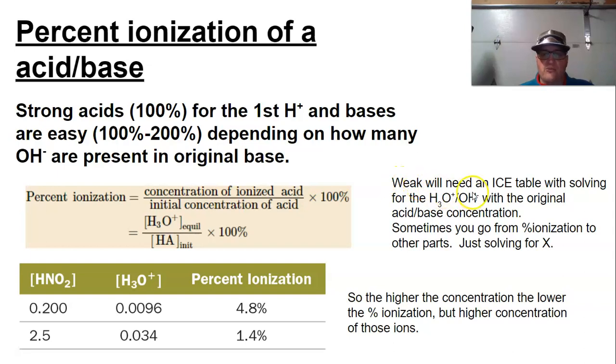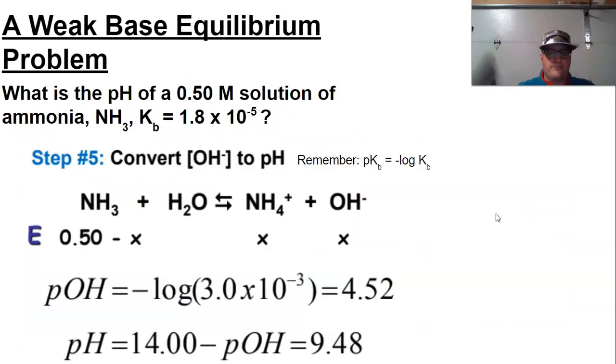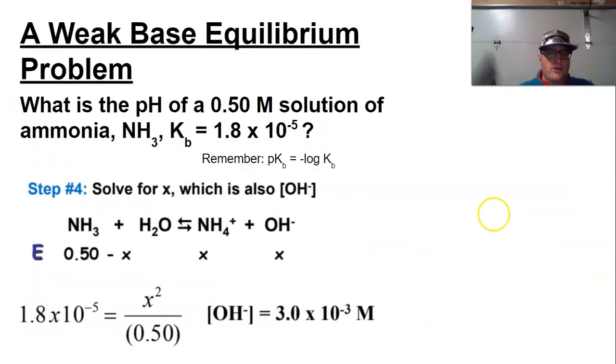Now, if it was weak, we'll need an ICE table and solving for it given the original base and acid concentration. So that'd be a little more complicated. If I look back at this one here, where we solved for what X is, we need to see our original concentration, 0.5 minus this. That might be so insignificant it might not even show up. But again, we would need to have our concentrations in there because this would also be the concentration of ammonium in order to see what the percent ionization is for that.